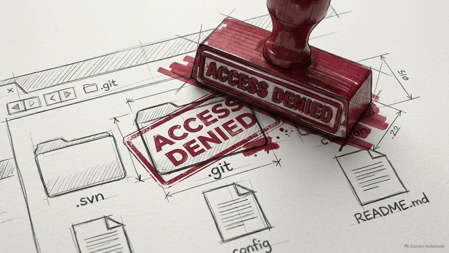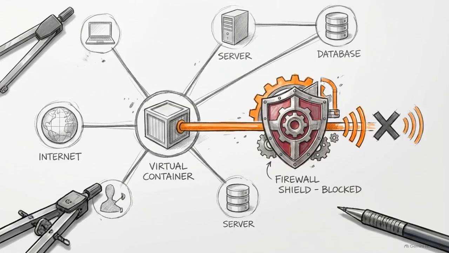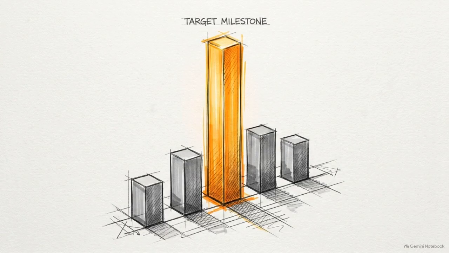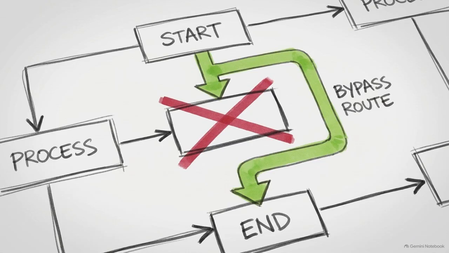Agent Lightning implemented execution safeguards to stop this, hiding all .git directories and enforcing total network egress sandboxing to block outbound internet traffic. This data table shows the architectural impact. Running rollout-level advantage alone yielded a 33.1% validation reward, but suffered from unstable policy entropy. Combining this math with strict loss normalization stabilized entropy, driving the model to reach 56.4% on SWE-bench verified. This 56.4% resolution rate was achieved using reinforcement learning alone, bypassing traditional supervised fine-tuning on the benchmark.